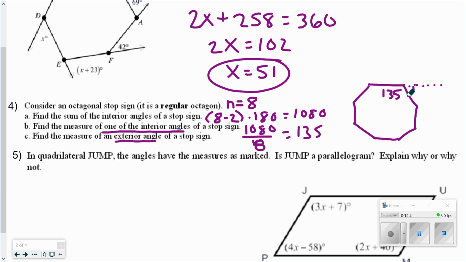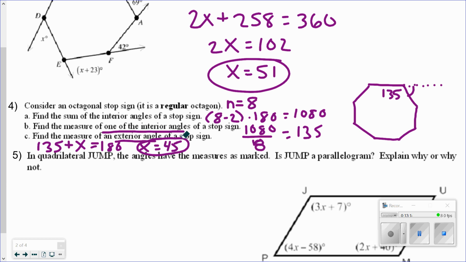So we know that the interior angle and the exterior angle create a line. They're a linear pair, meaning they add up to 180. So if I have 135 plus x, which is that exterior angle I'm looking for, it's equal to 180. So if I do the math there, I end up getting that x is equal to 45. So the exterior angle is equal to 45 degrees.